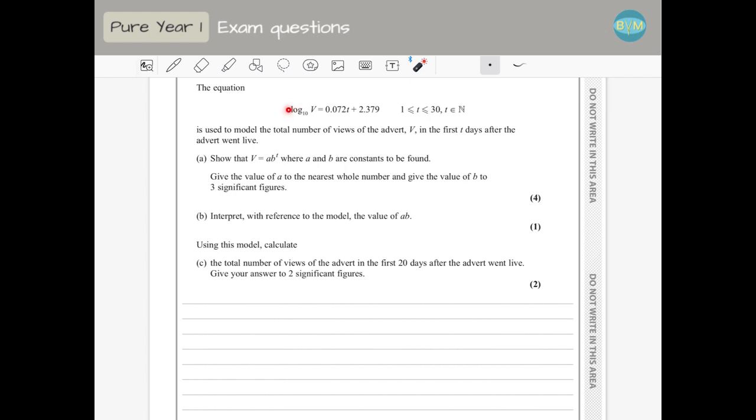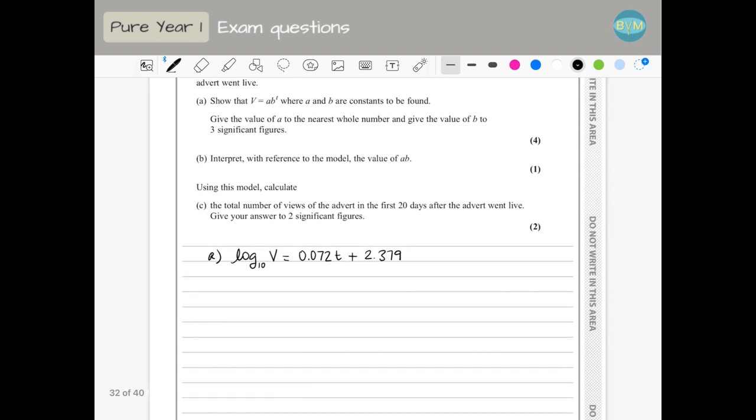So give the value of A to the nearest whole number and give the value of B to 3 significant figures. We are going to work with this expression and eliminate the logs. So we have log to the base 10 of V is 0.072T plus 2.379, which means that V is 10 to the power of all that. Yes, that's the definition of the logs.